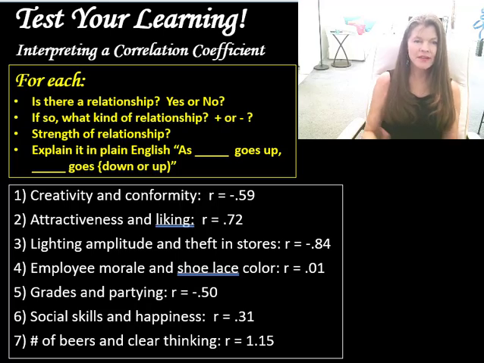Number 7, what does a correlation coefficient of 1.15 mean? Well, in this case, number of beers and clear thinking. It means the researcher was under the influence, right? 1.15 is not a correlation coefficient. They are always between 1 and a negative 1. So don't fall for anything like this on our first proctored exam.